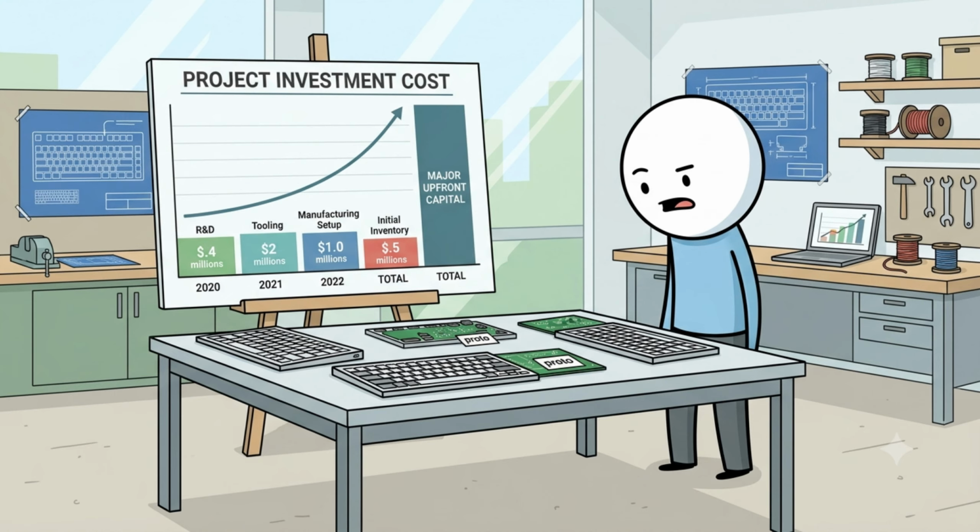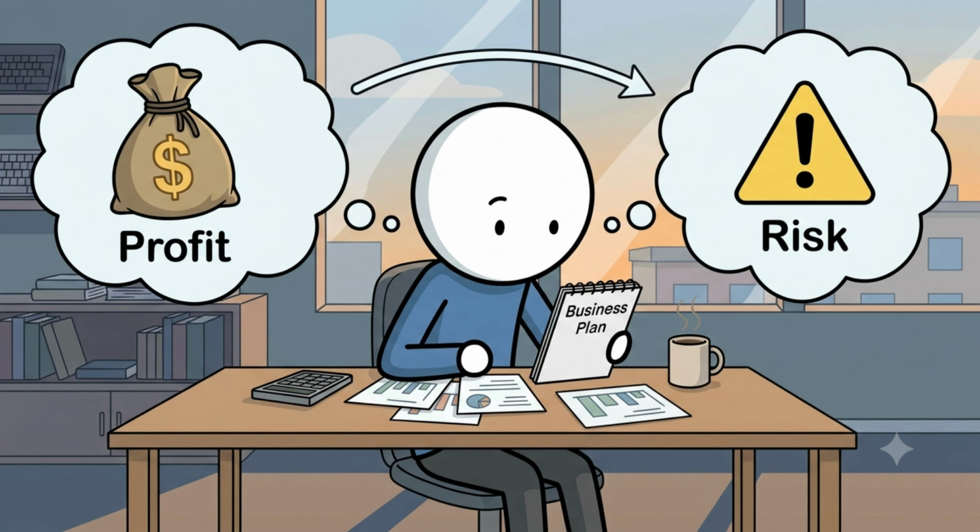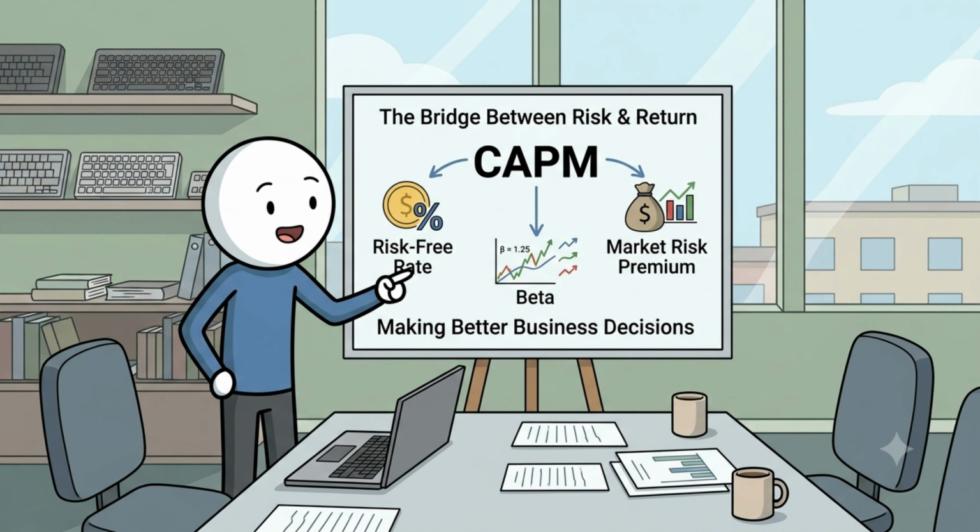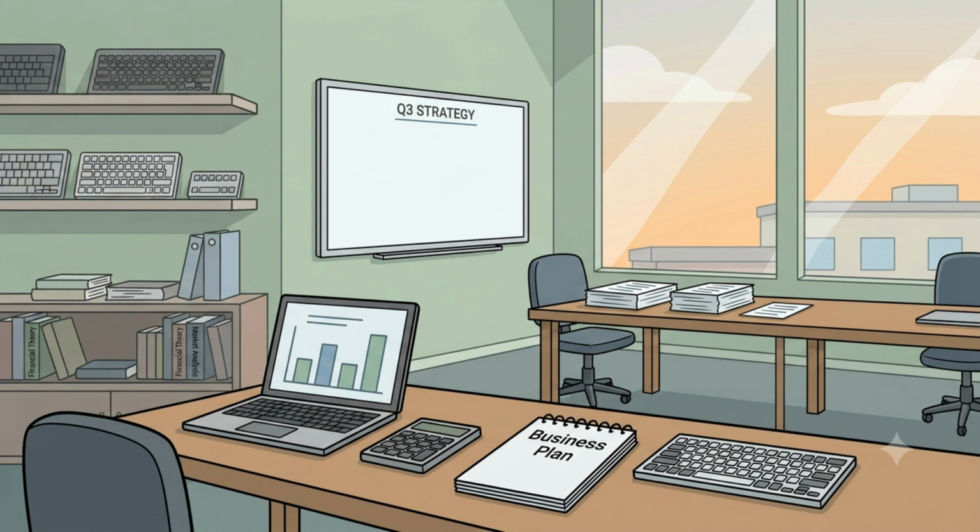But now, John faces his most practical challenge yet. He has a new opportunity to expand his business by launching a high-tech smart keyboard line. This project requires a massive upfront investment. John's big question isn't just, will this make money, but rather, will this make enough money to justify the risk? To answer this, he needs a bridge between risk and return. This is where the capital asset pricing model, or CAPM, comes into play.